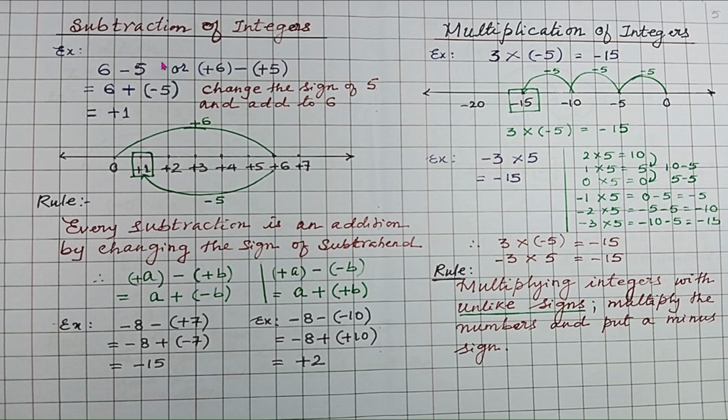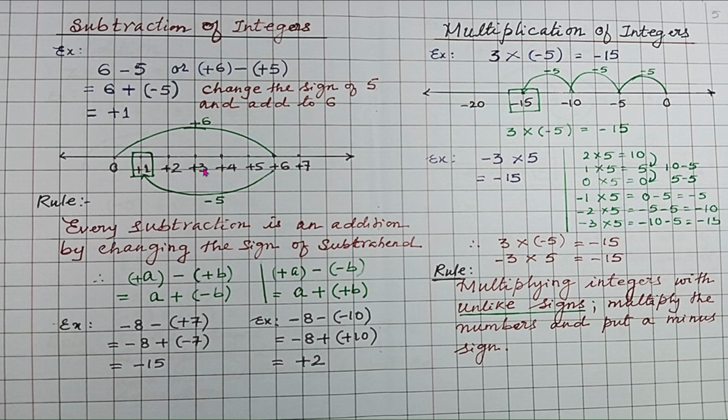Now, subtraction of integers. 6 is an integer, 5 is also an integer, and I have to subtract. Please remember, subtraction is nothing but addition by changing the sign of the subtrahend. That means the additive inverse of plus 5 is minus 5. So 6 minus 5 becomes 6 plus minus 5. And when we add, you know that 6 plus minus 5 is plus 1, because the signs are unlike. We have to subtract 5 from 6 and put the sign of the bigger number.